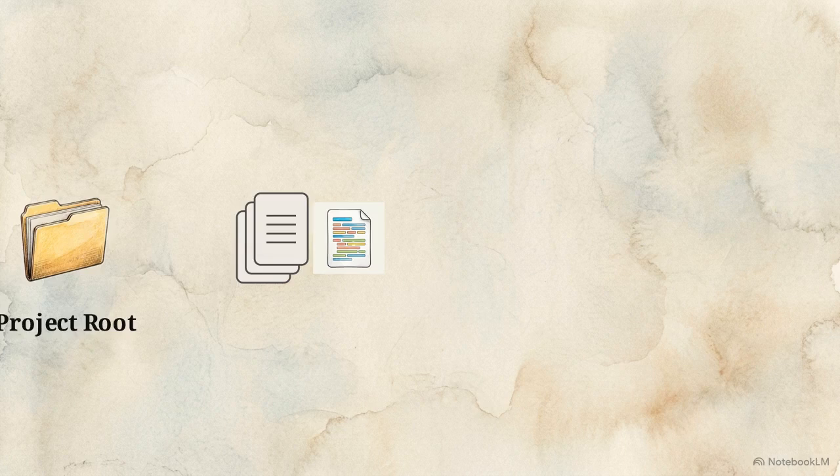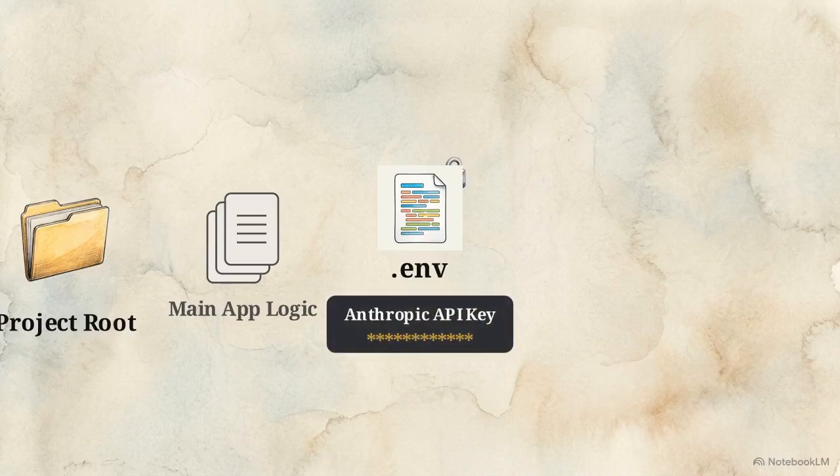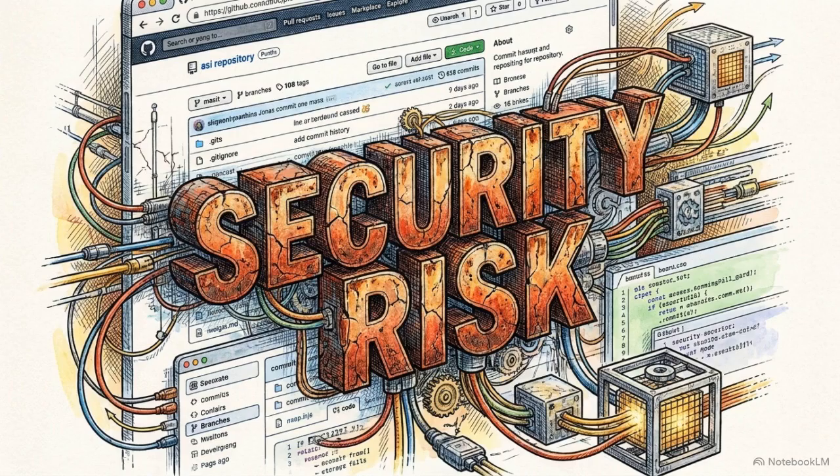This diagram shows our folder structure. Create a dedicated file called .env at the project root, separate from the main application logic. Inside this locked file, paste your Anthropic API key. This establishes the direct pipeline between your local code and Claude's reasoning engine. Never upload this specific file to a public GitHub repository.